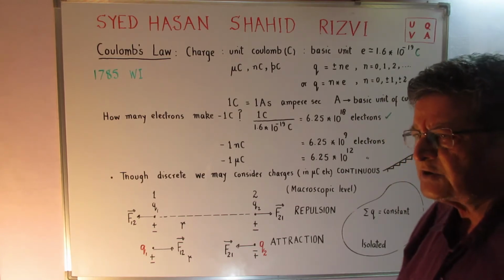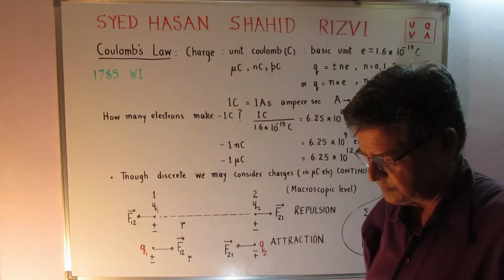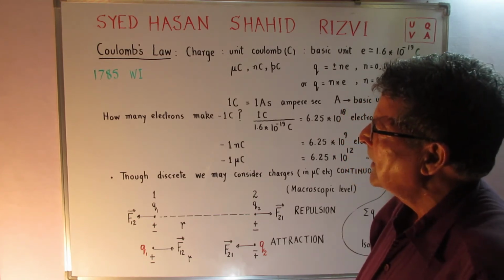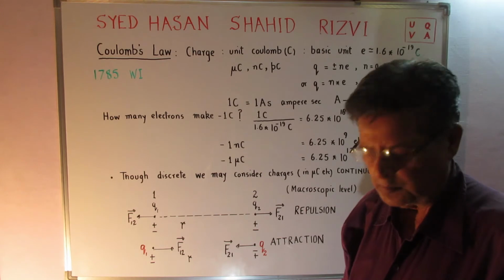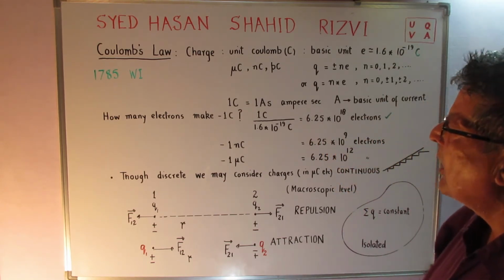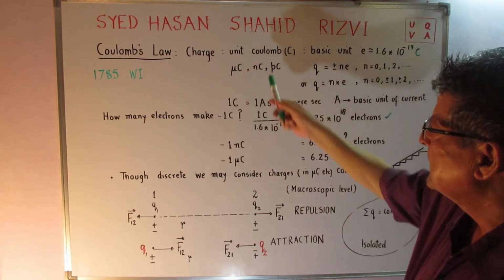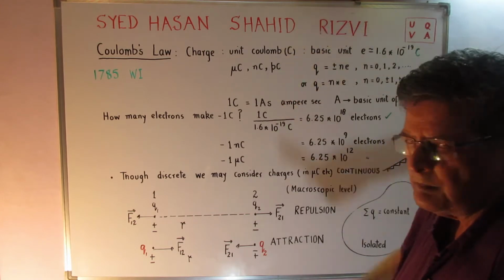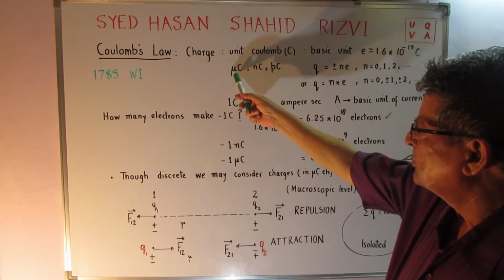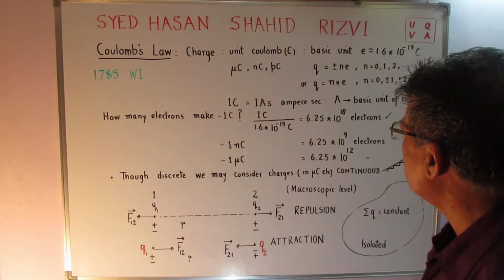If there were an electron gas, it could not be accommodated in this big room. Anyway, the charges that we often talk about are microcoulomb, nanocoulomb, picocoulomb, femtocoulomb, etc. Micro is 10 to the power of minus 6, nano 10 to the power of minus 9, pico 10 to the power of minus 12, etc.